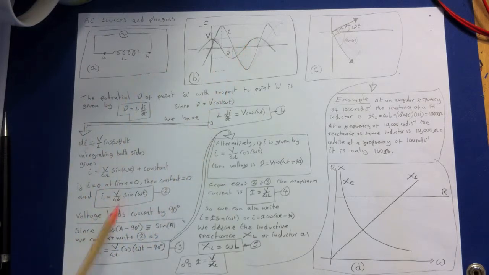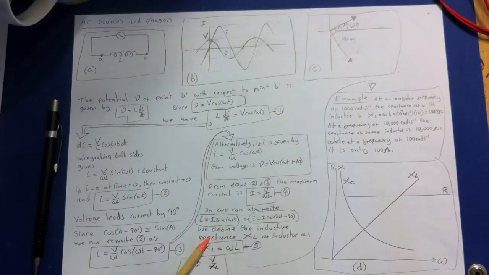From equations 2 and 3, we can see that the maximum current is when I equals V over WL. You can see, for example, when this whole angle is equal to 0, then we end up with cosine equal to 1, so the maximum value is V over WL. Again, we can define the inductive reactance XL of an inductor as WL, and this is measured in ohms. So then we can write I equals V over XL.